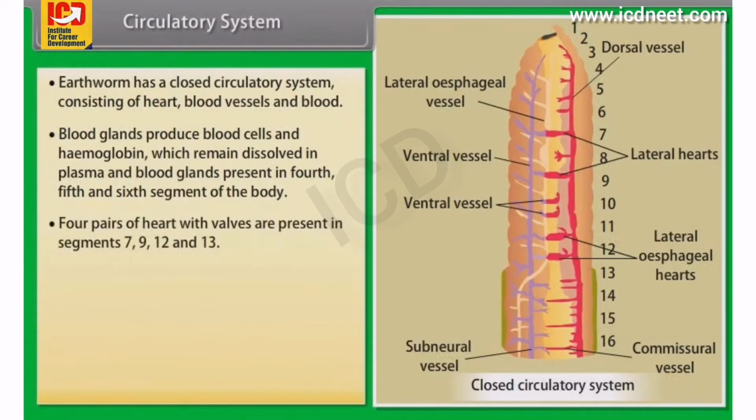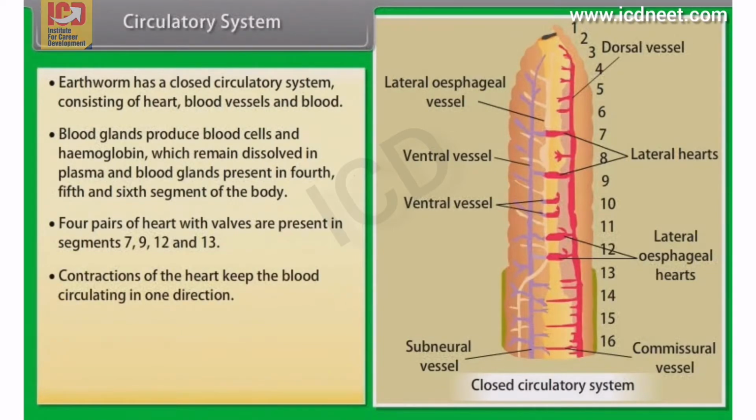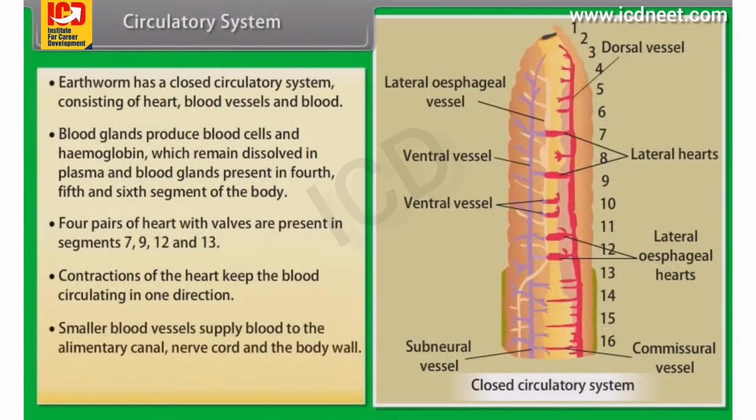4 pairs of heart with valves are present in segments 7, 9, 12 and 13. Contractions of the heart keep the blood circulating in one direction. Smaller blood vessels supply blood to the alimentary canal, nerve cord and the body wall. Blood cells are phagocytic in nature.